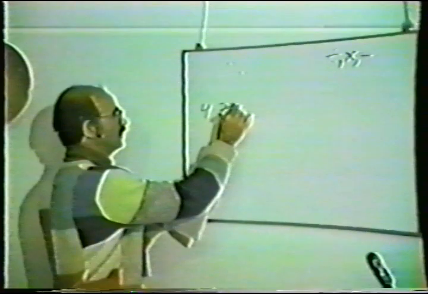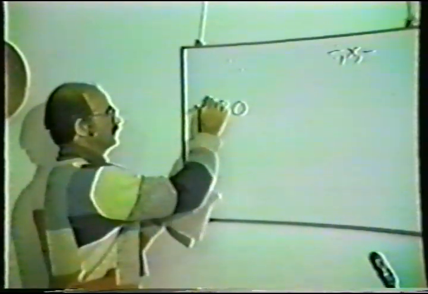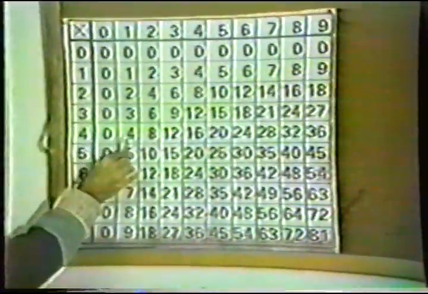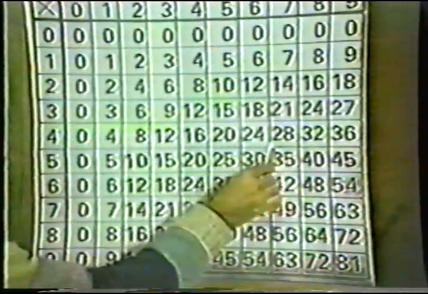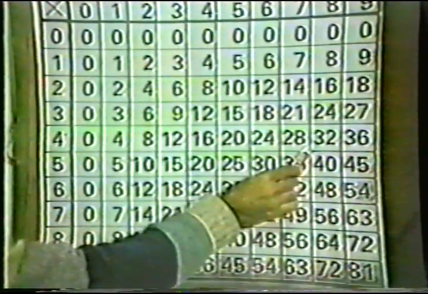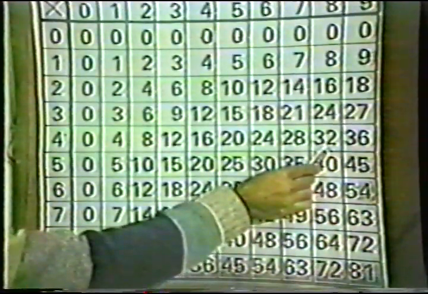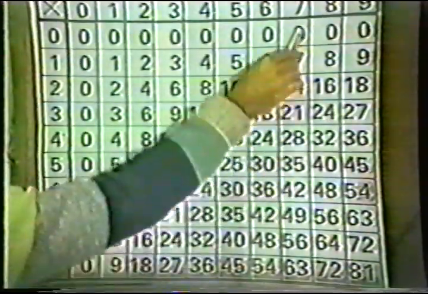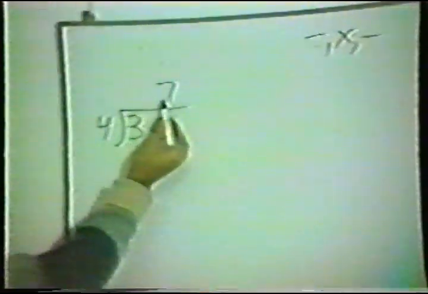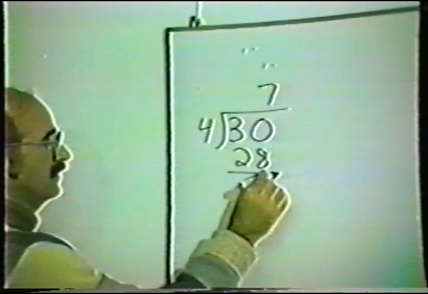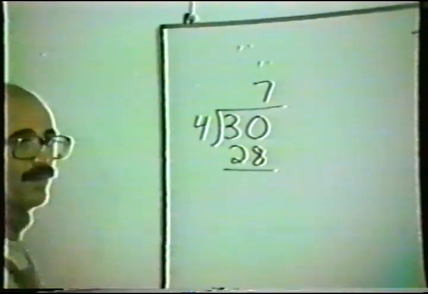Four into 30. Tell me when to stop. Stop. We've got to use the 28. 30 is between 28 and 32, but we don't have 32. 4 into 28 goes 7. 4 into 30 goes 7. 7 times 4 is 28. 0 take away 8.